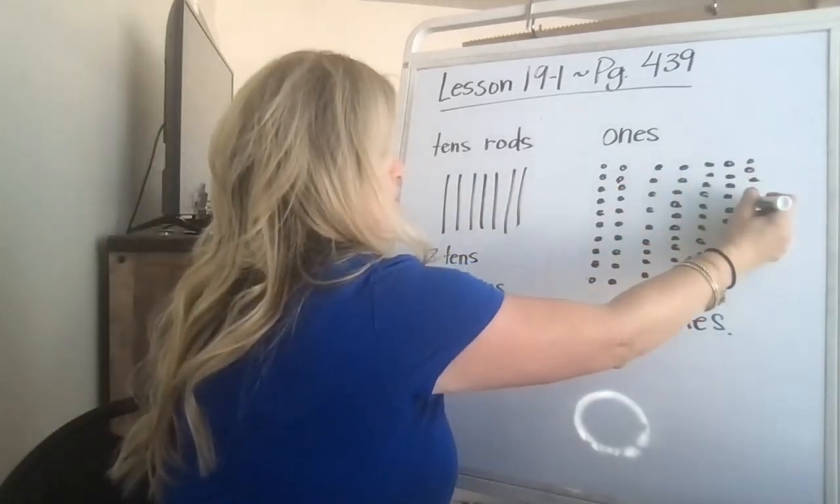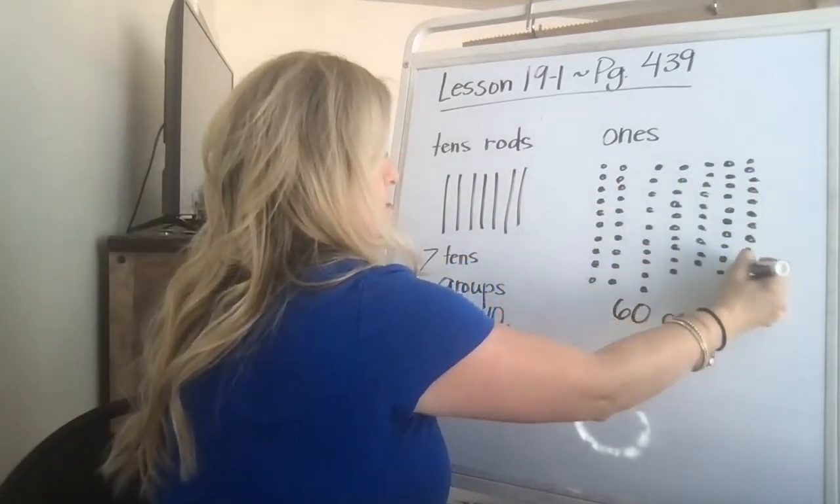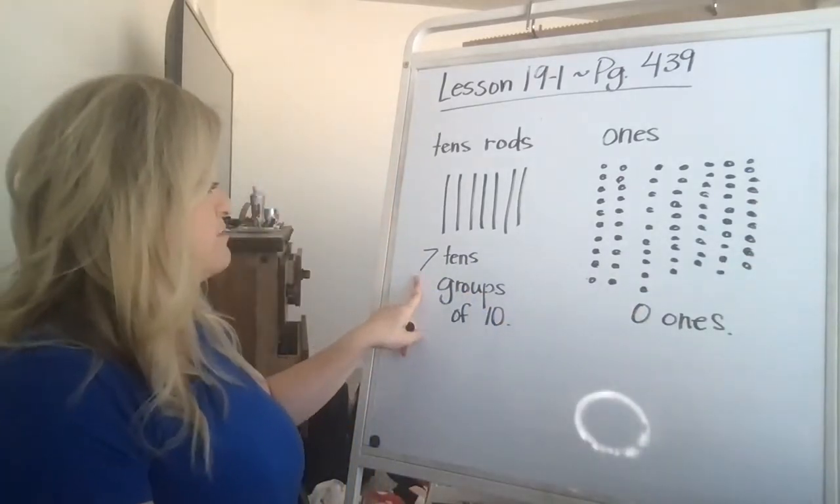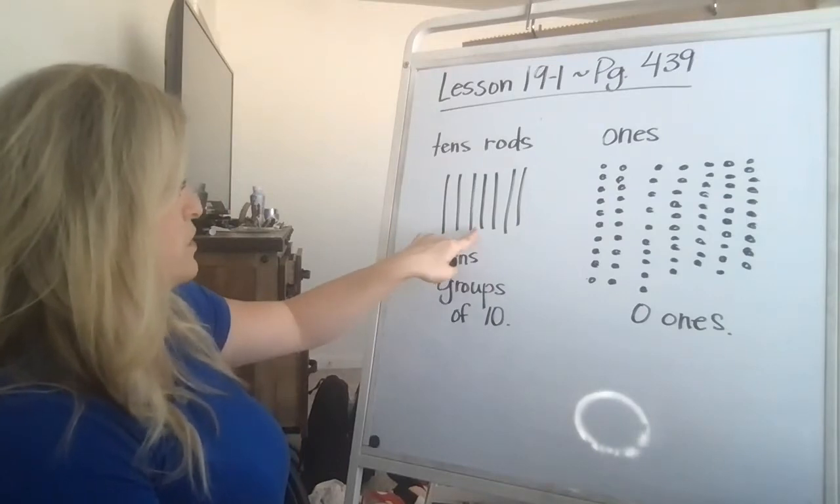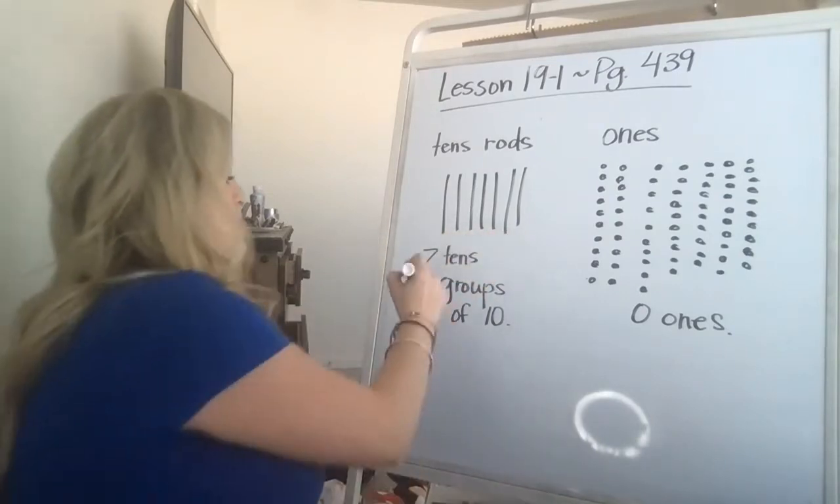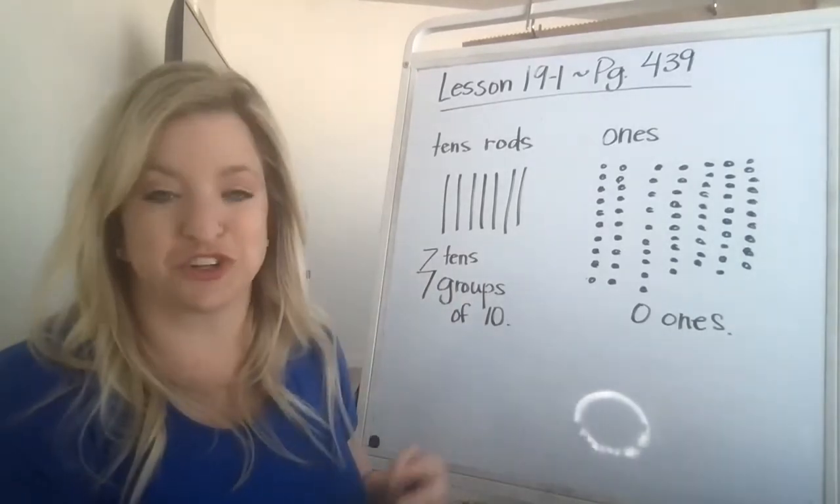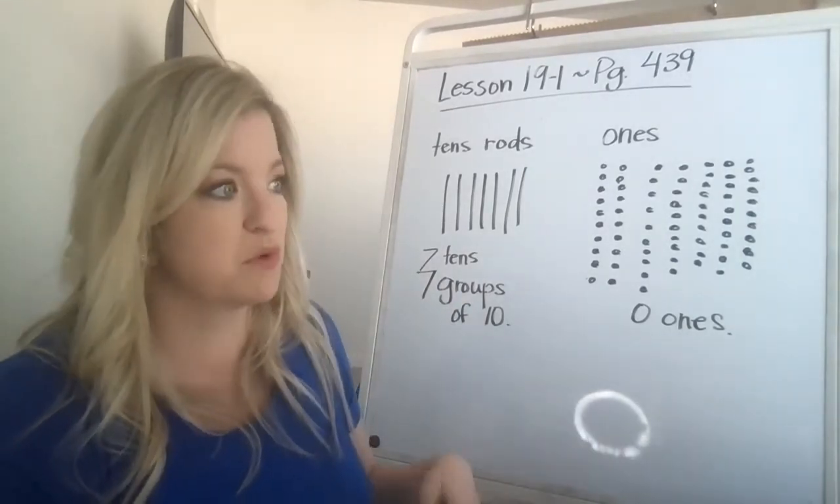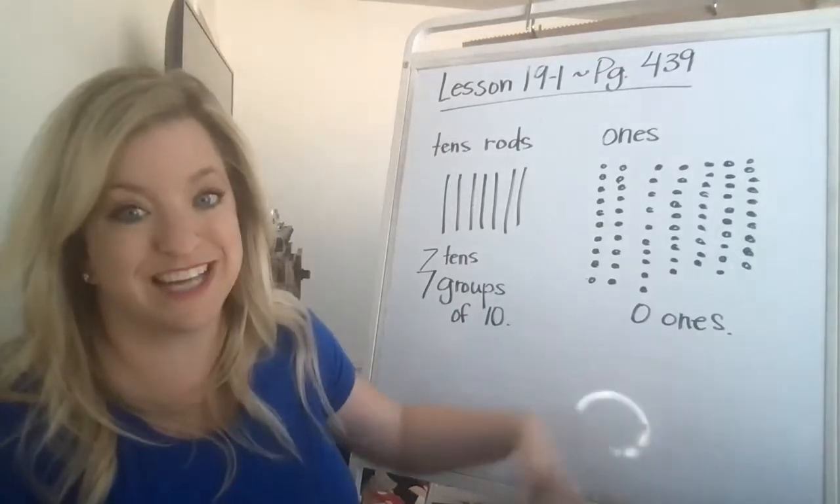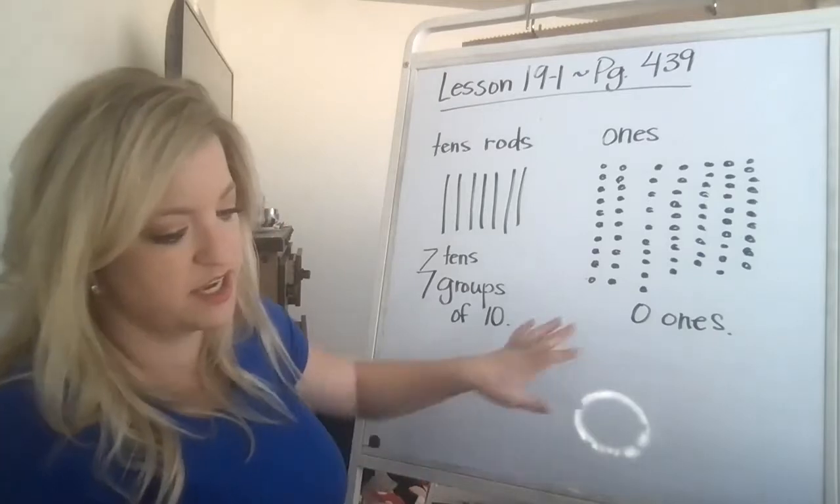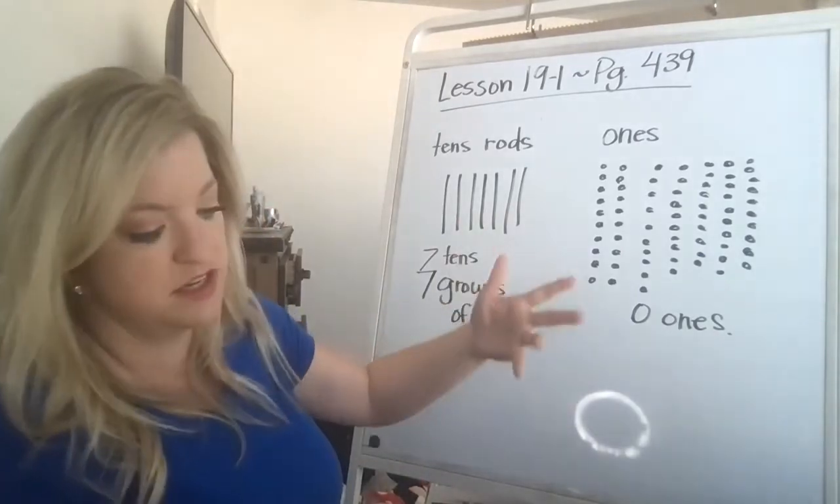2, 3, 4, 5, 6, 7, 8, 9, 10. Okay. 7 tens is the same as 1, 2, 3, 4, 5, 6, 7 groups of 10. So hopefully this is starting to look familiar from our morning work where we would do this counting in base 10. And now you have 7 tens is the same as how many ones?